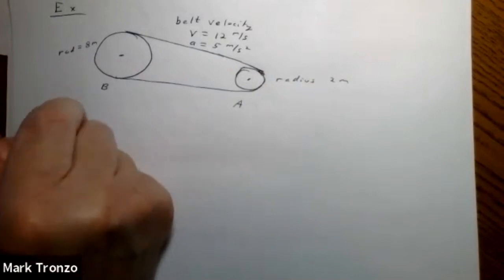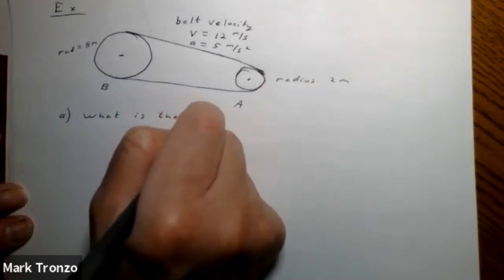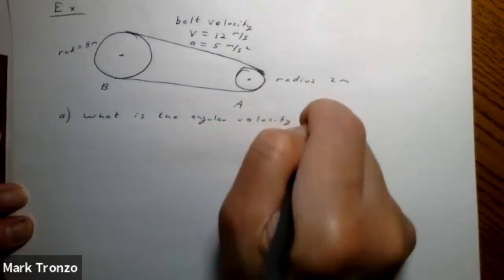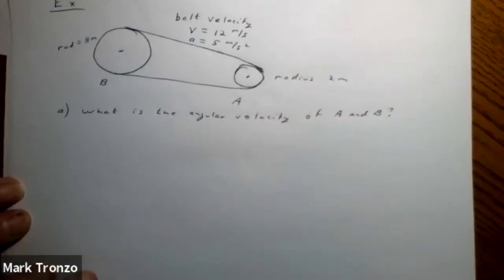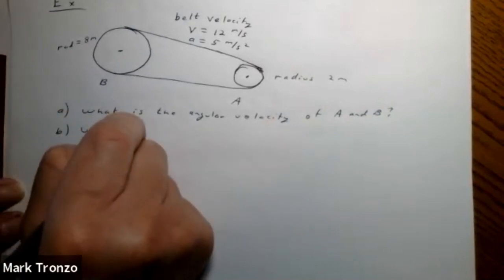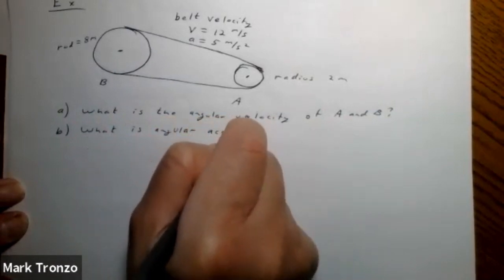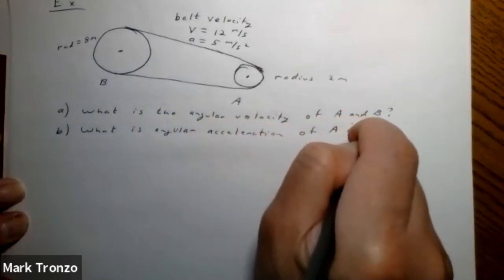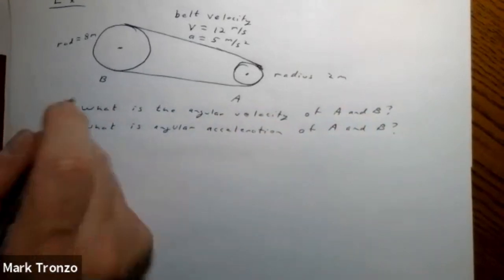And so the question is, what is the angular velocity of A and B? And what is the angular acceleration of A and B? Let's take a look at that.